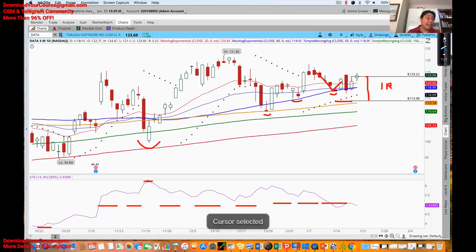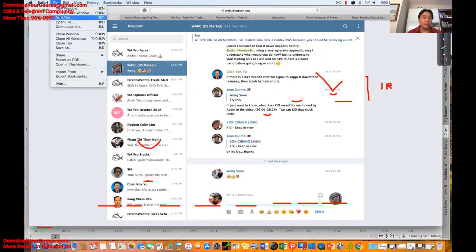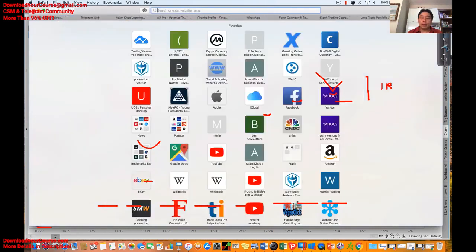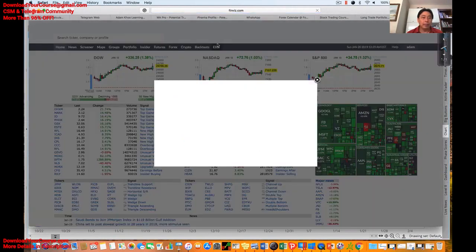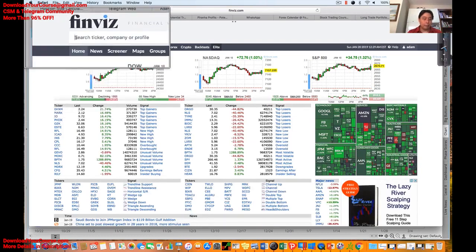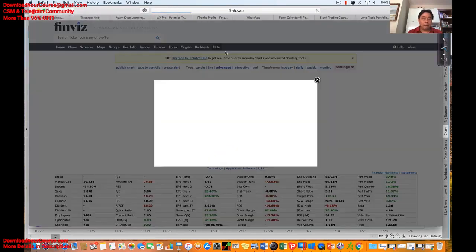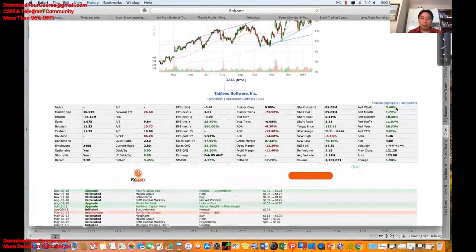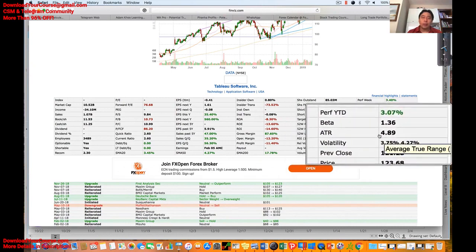Now there's another way, which is a lazy way. And a lazy way is to just go to Finviz. All right, go to Finviz and just put in the ticker symbol that you're looking for. In this case, it's data. And right below, they've got the ATR. There we go. Which is 4.89, which is pretty close to $5.